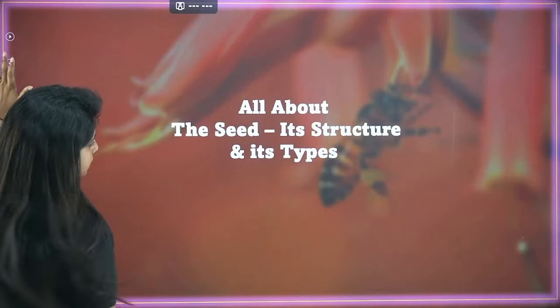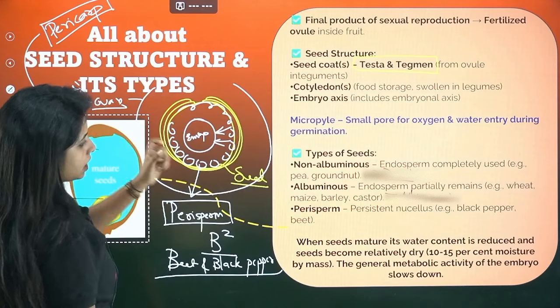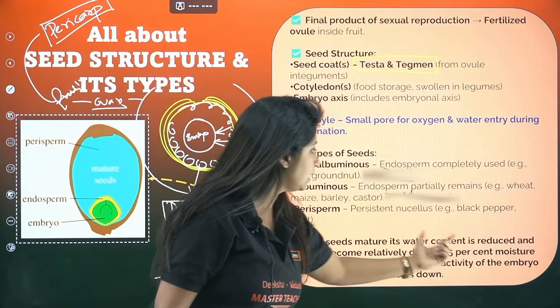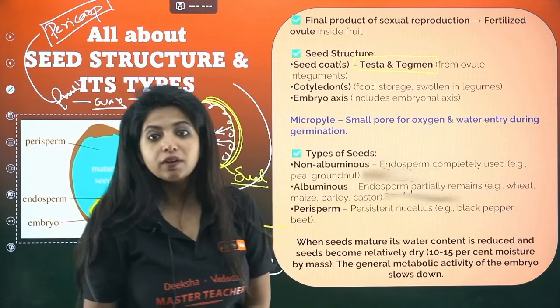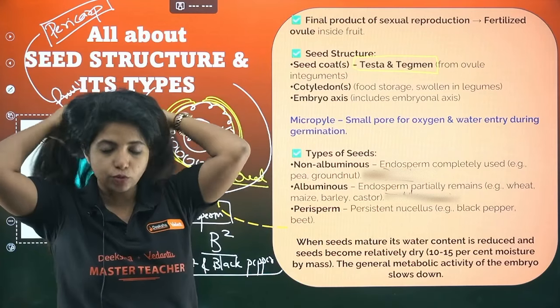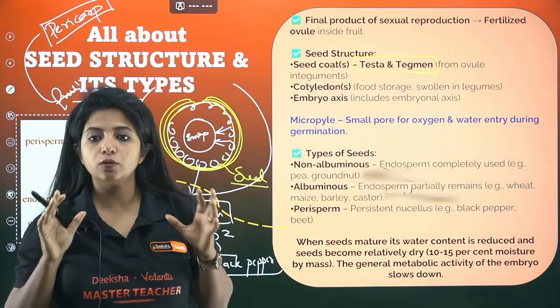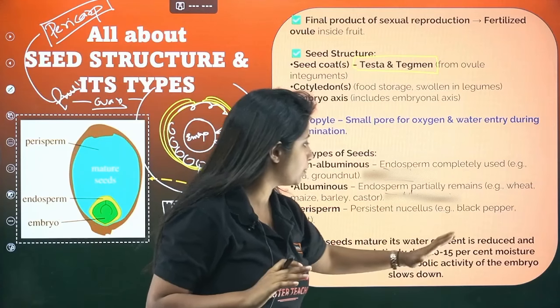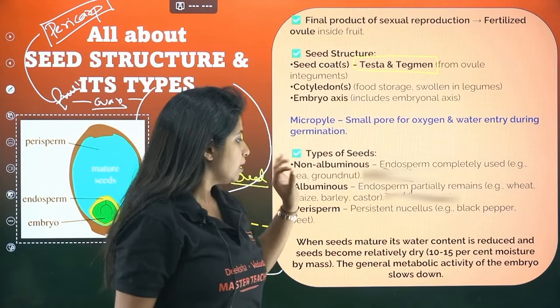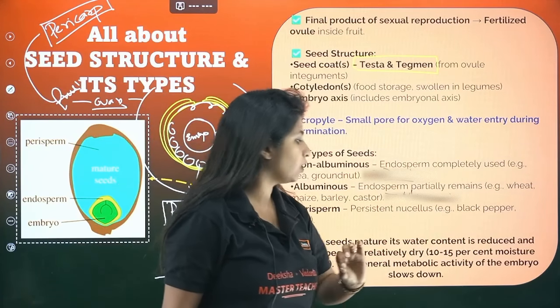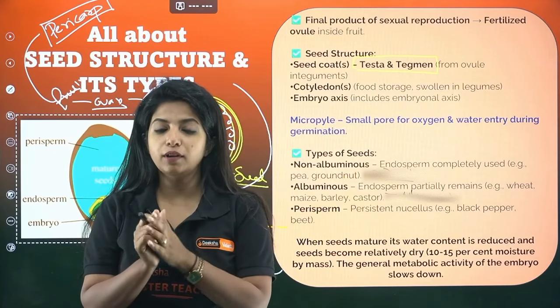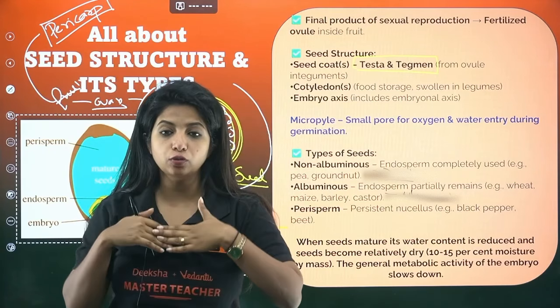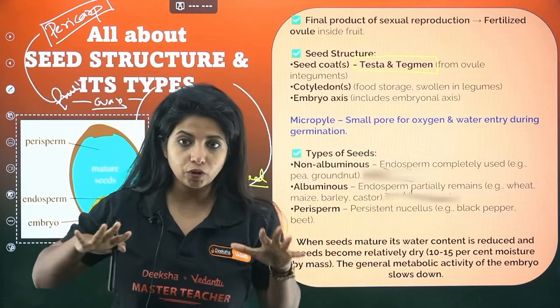Now, when seeds mature, their water content is reduced and the seeds become relatively dry. Almost 10 to 15% moisture by mass remains. And the general metabolic activity of the embryo also slows down when the seed is mature.